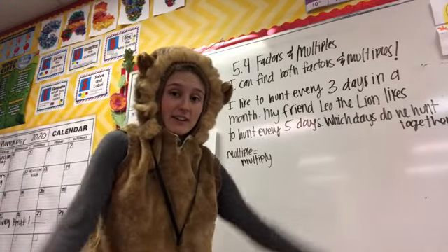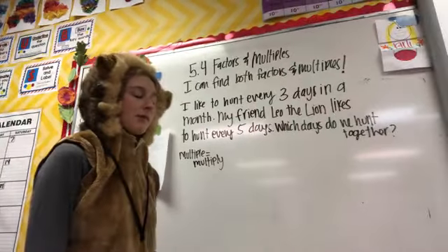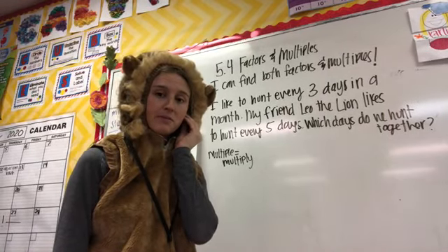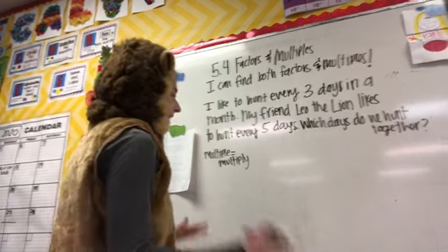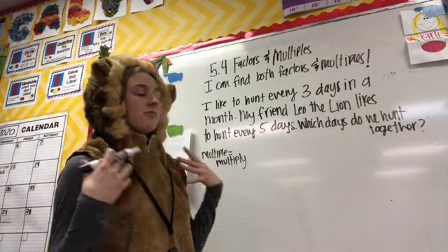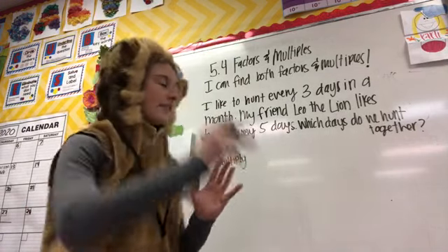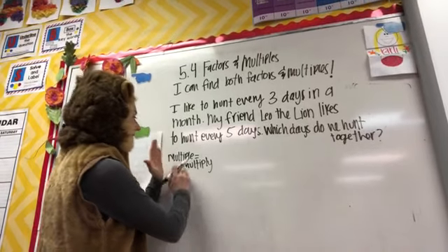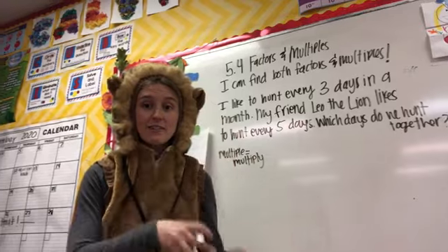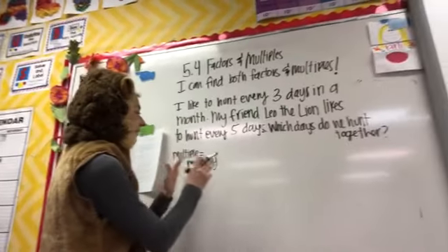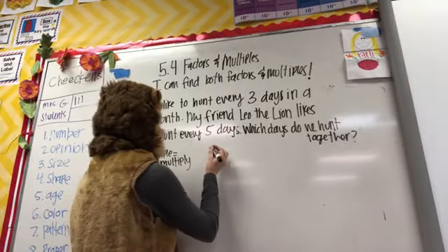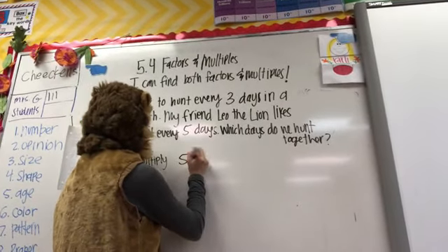All right, so let's figure this out. To figure out a problem like this, you need to do something that's called the common multiples. So what is a multiple? If you multiply a number, it's all the multiples of that number. So I just want you to remember that multiple equals multiply. Like factors equals facts. It's the facts that make up the numbers. Multiple is a multiply.